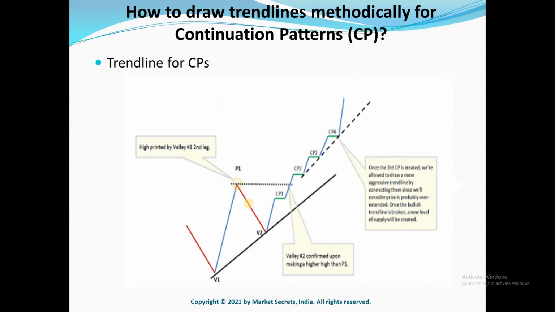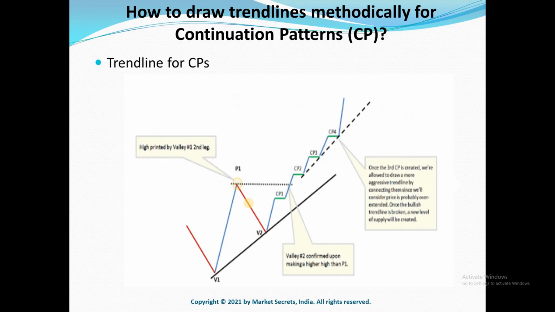Rules for drawing trend lines for CPs are different from drawing trend lines for valleys and peaks. We have discussed drawing trend lines for valleys and peaks, that is extremes, in the previous episode, so refer to that video for the rules for extremes. The most important factor here is that a continuation pattern cannot be used with valleys and peaks to form a trend line. So you should not mix both.